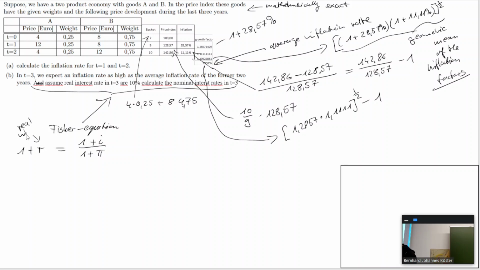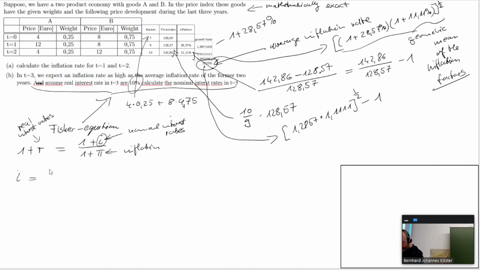Real interest rate, nominal interest rate, inflation. Well, and we have all numbers. Here we have our inflation rate, 19.52%, and I gave you the real interest rate of 10%. And what you have to do is solve this equation for the nominal interest rate.